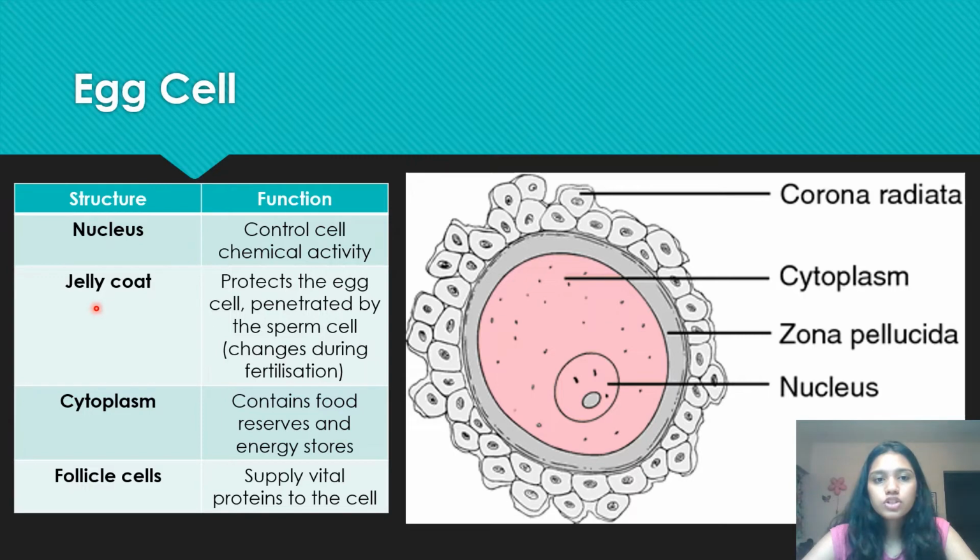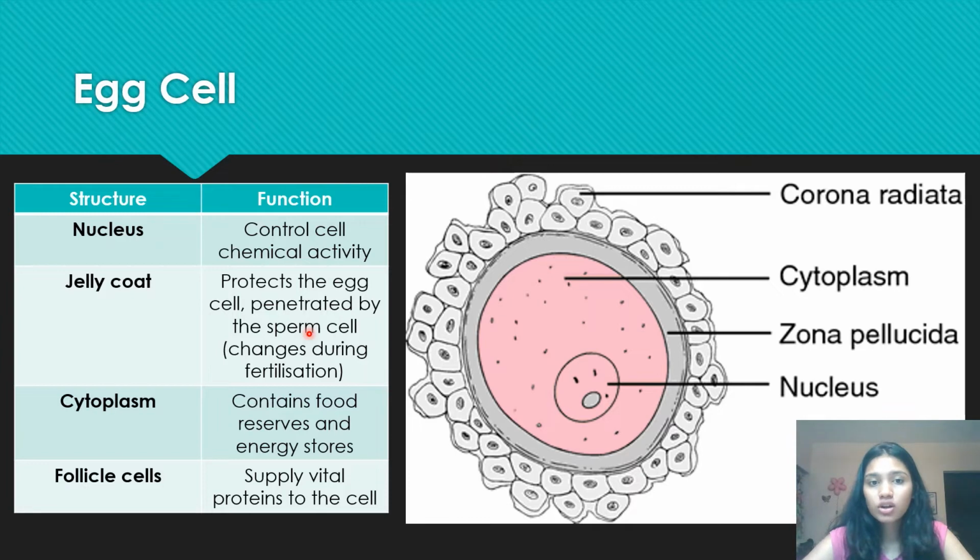Then you have the jelly coat, which protects the egg cell and is penetrated by the sperm cell. So this is actually taken right from your syllabus 2022, so I think you should memorize this point. The jelly coat protects the egg cell and it is penetrated by the sperm cell.